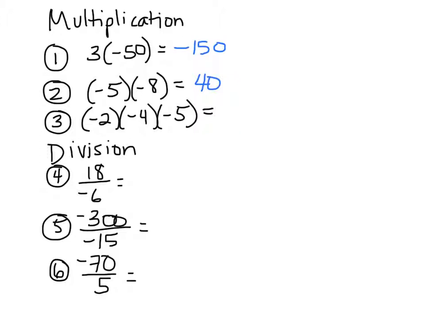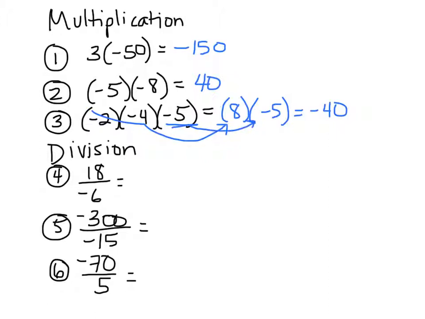What about when there's more than 2 factors? Well, multiply to begin with. So -2 times -4 is positive 8, and then multiply by your -5, so that one comes out to be -40. Okay, so multiply these, and then multiply with the leftovers.